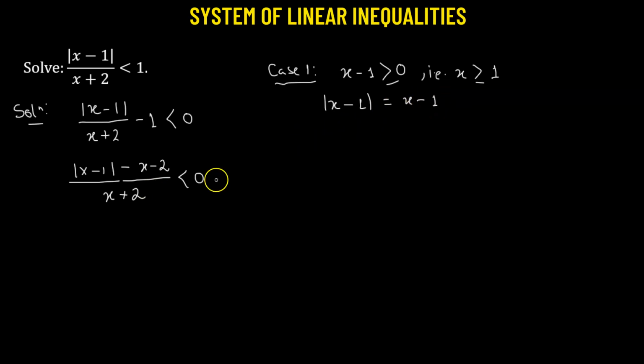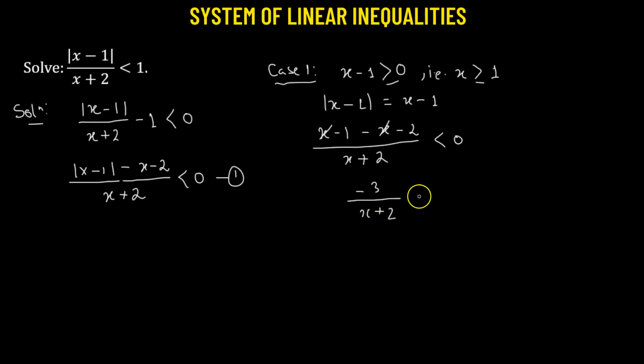Then this is our inequality. Let's label this as number 1. Then inequality number 1 now becomes x minus 1 minus x minus 2 divided by x plus 2 less than 0. So here x and x cancel out. So in the numerator we have negative 3 divided by x plus 2 less than 0. So we need to solve this particular linear inequality. Now we have an expression negative 3 over x plus 2 which is less than 0. I'm labeling this as number 2.